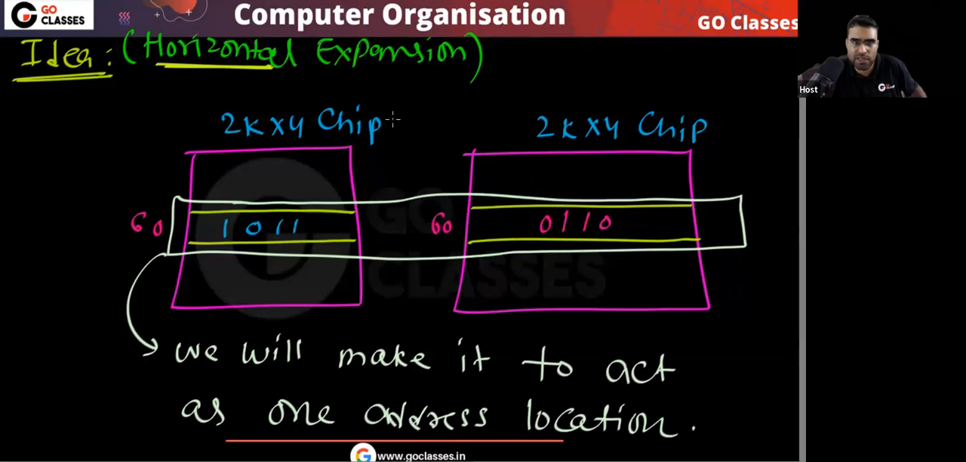Okay, these are 2 different chips. Let's call it chip 0, let's call it chip 1. These are 2 different chips. But what we will do is make these 2 addresses, this is also 60, this is also 60, act as one address location. Okay, is this clear? So this complete thing will act as one address location.